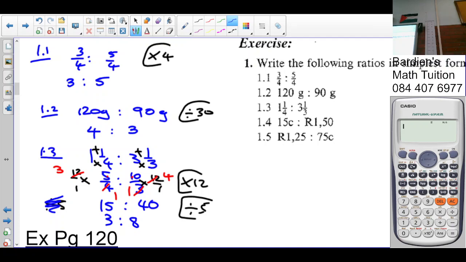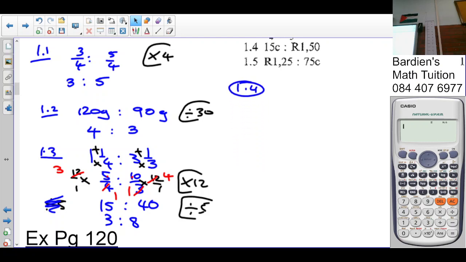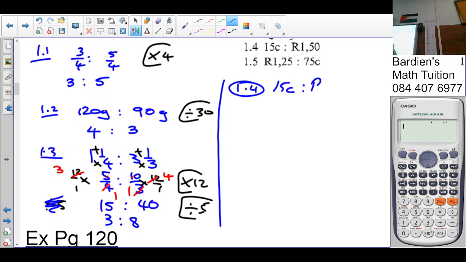No? Let's look at 1.4. So you've got 15 cents is to 1 rand 50 cents. Now, are they in the same SI unit? No. One is in cents and one is in rand. So we convert to the smallest one. Is 1 cent smaller or is 1 rand smaller? 1 cent is smaller. How many cents are there in a rand? Not 60, that's 60 seconds in a minute. It's 100 cents in a rand.